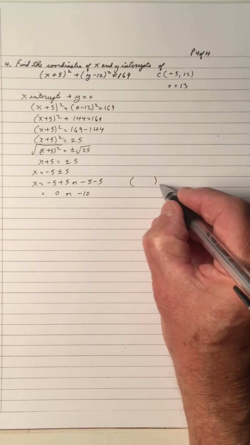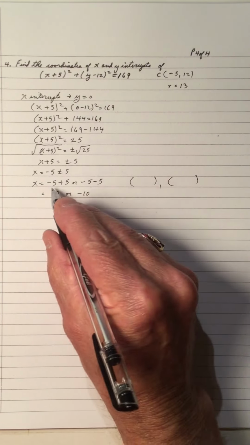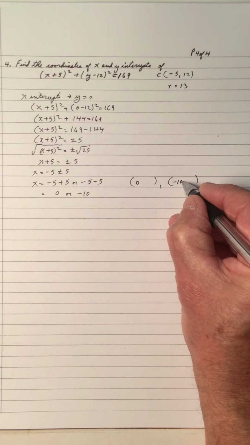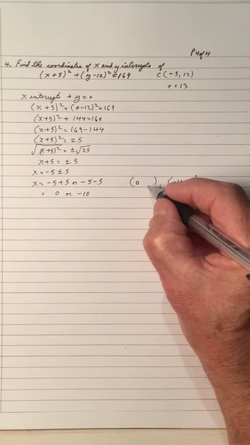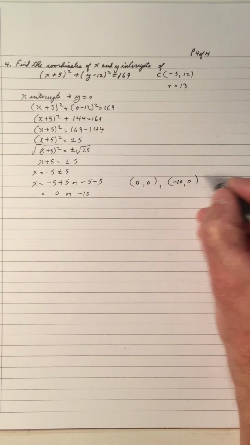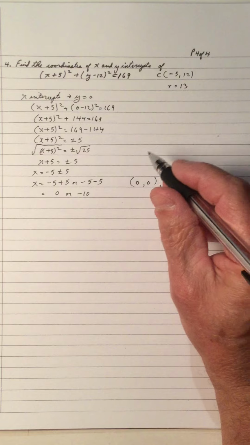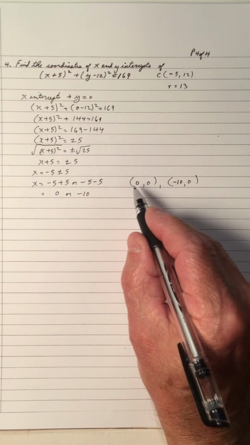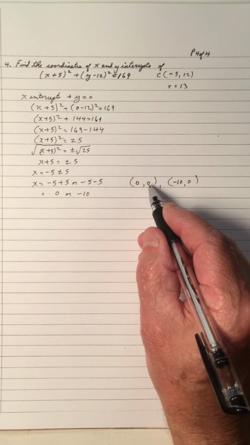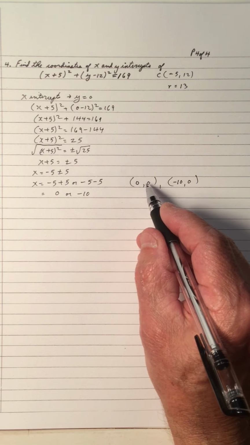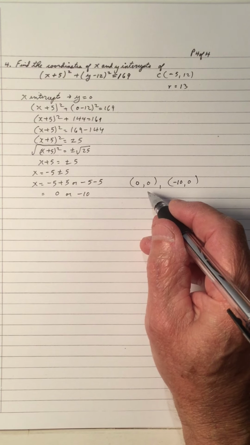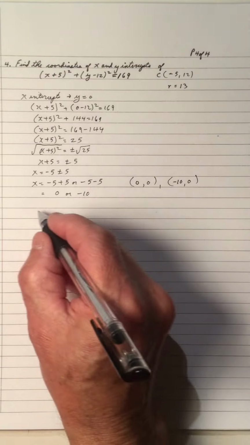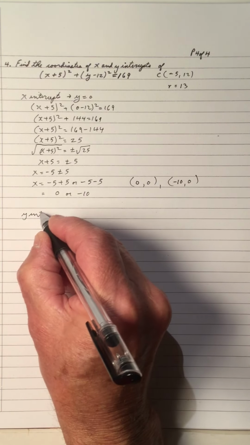So if you think about it, x is 0 and x is negative 10 when y is 0. So that's the x-intercepts. But notice we have a 0, 0. If that's an x-intercept, it's also a y-intercept, because 0, 0 is the origin, and is both the x-intercept and the y-intercept. Okay, let's find the y-intercepts.